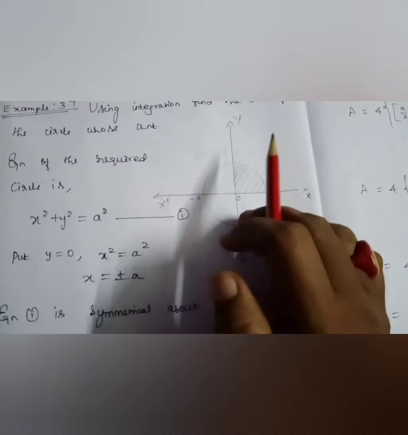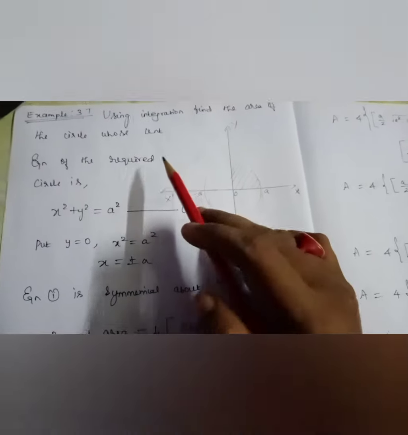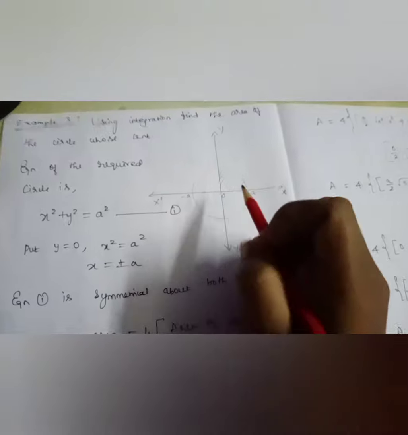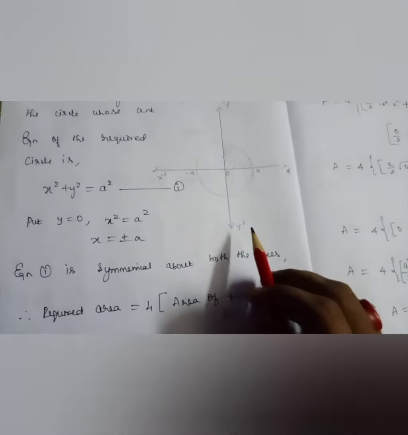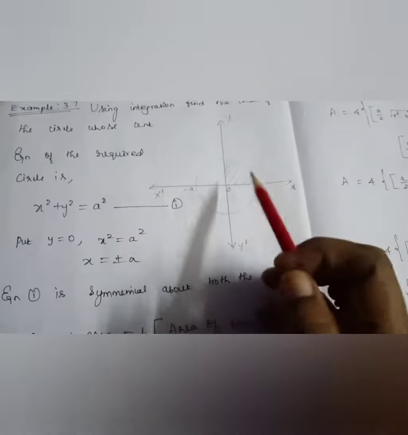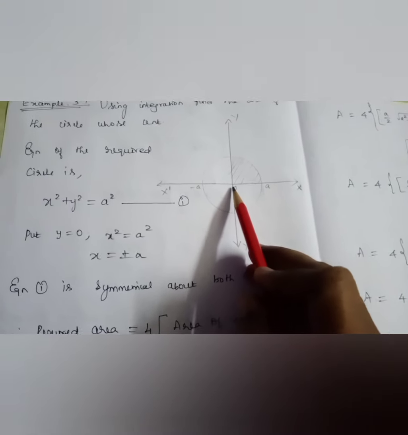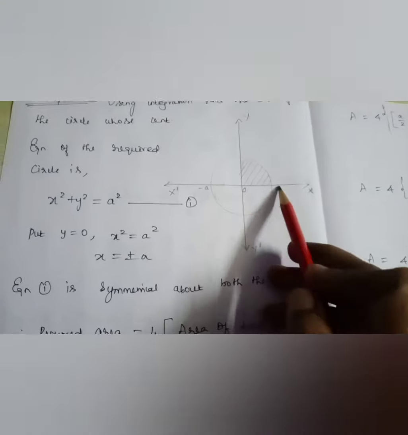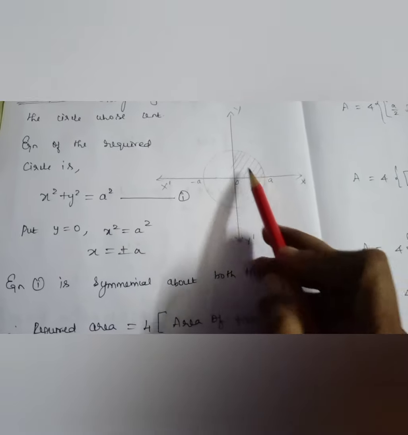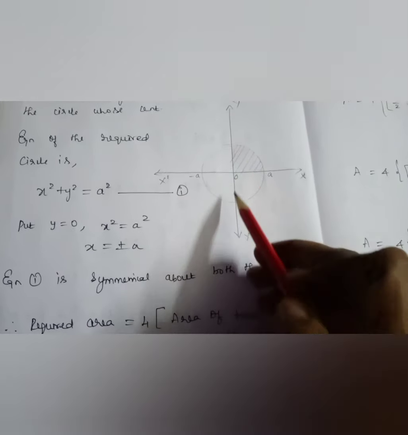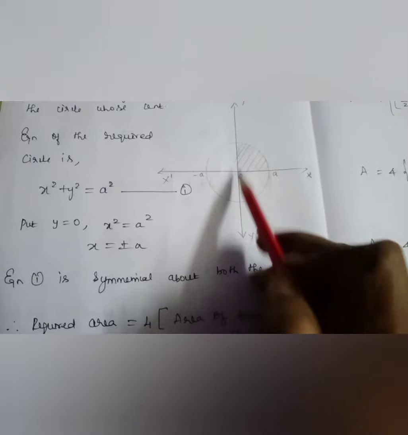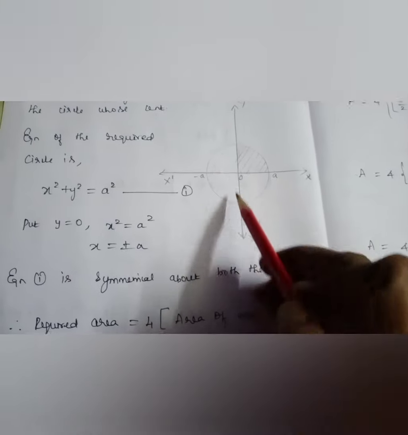Using integration, find the area of the circle whose center is given to be O. Okay, so now this is the circle. Whatever may be the circle, it will have an origin, center O, and the radius is given to be a. So this is also a radius, this is also a radius. All these are radius only, and this will be considered as a diameter, this is also a diameter.